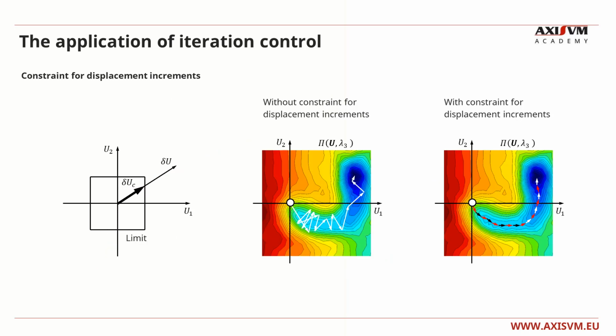The other type of iteration control is the constraint for displacement increments. This is simply a limit for the largest displacement component. The displacement vector delta u is decreased to delta uc in such a way that its largest component is equal to the limit value. This constraint can break an infinite alternating series of iterations. However, the calculation can take a long time because of the small steps in displacement. It can provide a slow but sure convergence.